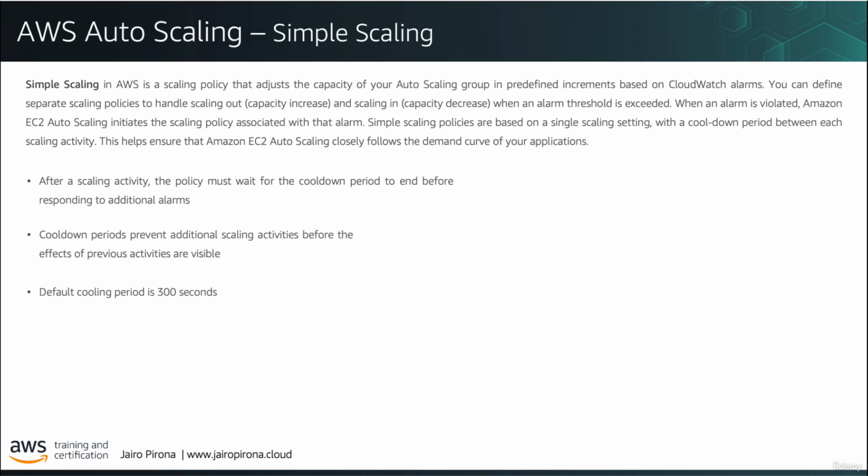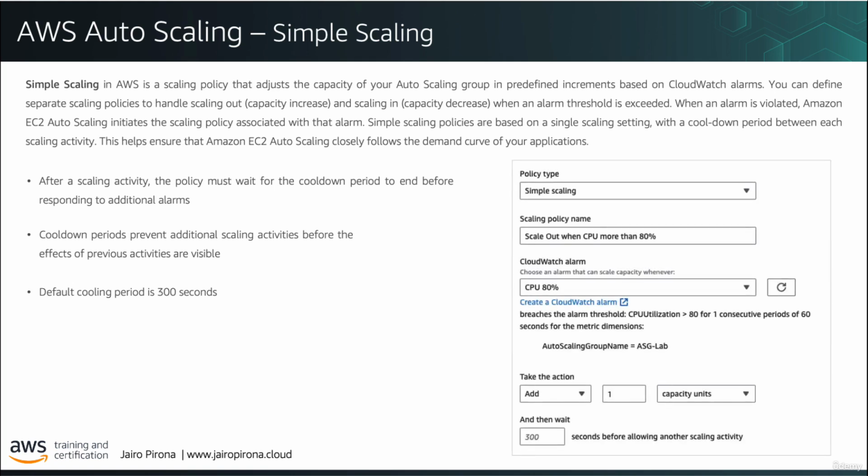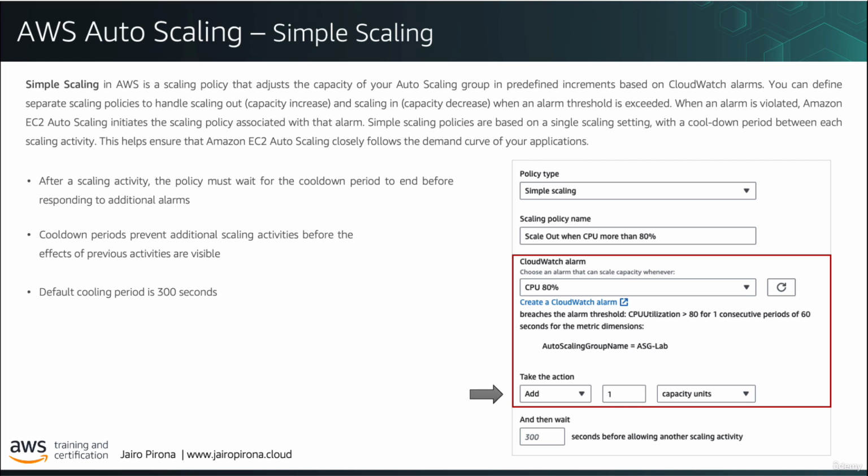This will make more sense to you when we move on to the labs. So, this is an example of a simple scaling policy that performs a scaling. It includes a CloudWatch alarm with a threshold of 80%. If the threshold is exceeded, an instance is added, and as you can see, a simple scaling policy specifically mentions the type of scaling activity, which in this case is adding an instance.